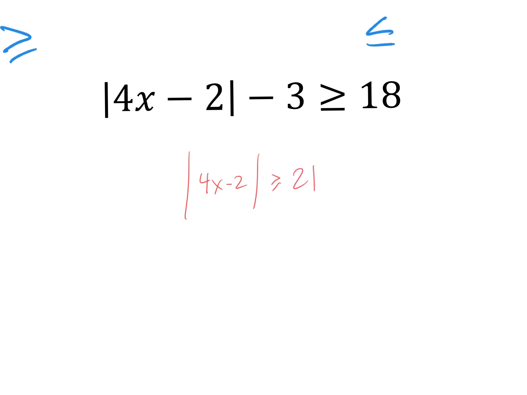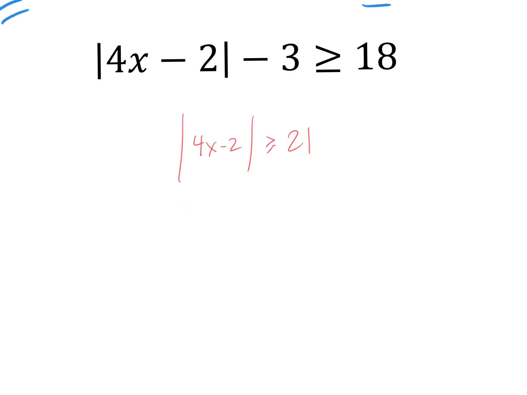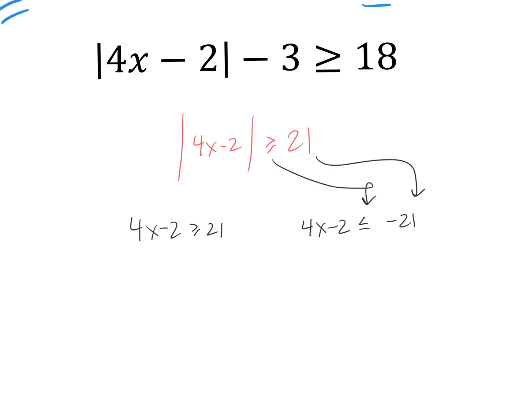21. Now that my absolute value is by itself, now I can create my two equations. We've got 4x minus 2 is greater than or equal to 21. That first one, nothing changes. In the second one, my 4x minus 2 stays the same. My inequality sign must change. And my 21 also must change to be a -21.